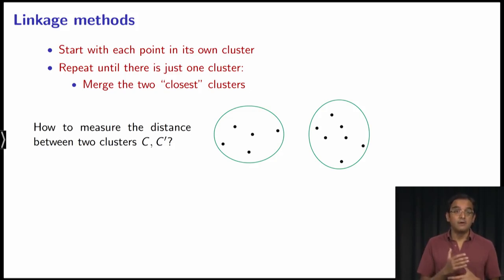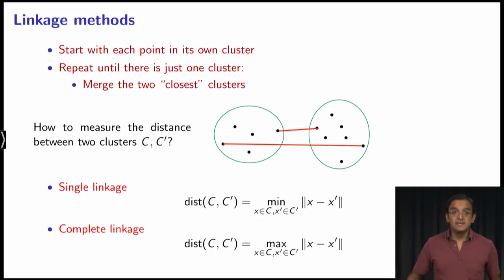Okay, so there are a variety of different linkage methods, and the way in which they differ is by the way in which they define the distance between two clusters. At any given stage, we compute these distances, and we merge the pair of clusters that are closest, that have the smallest distance.